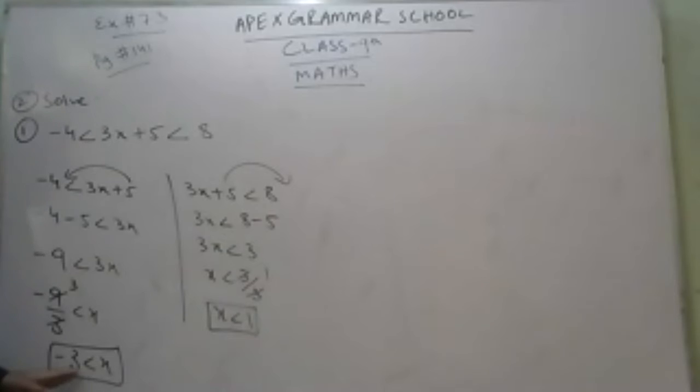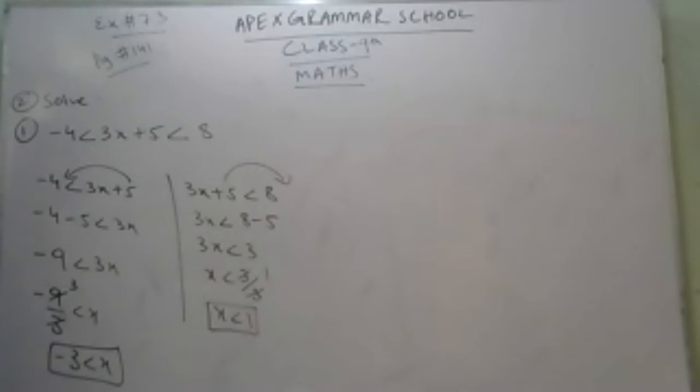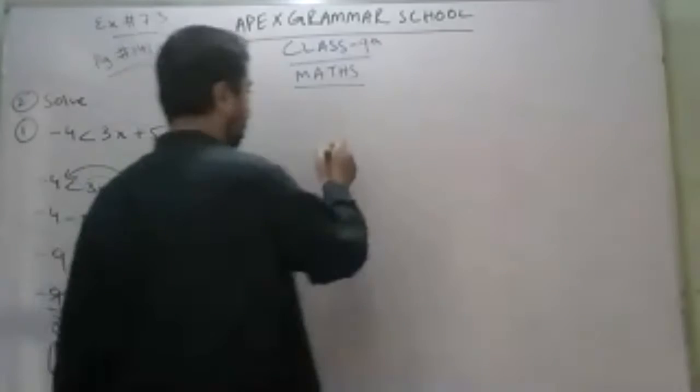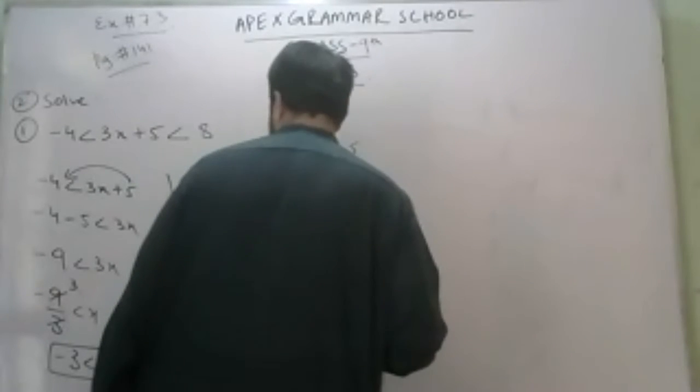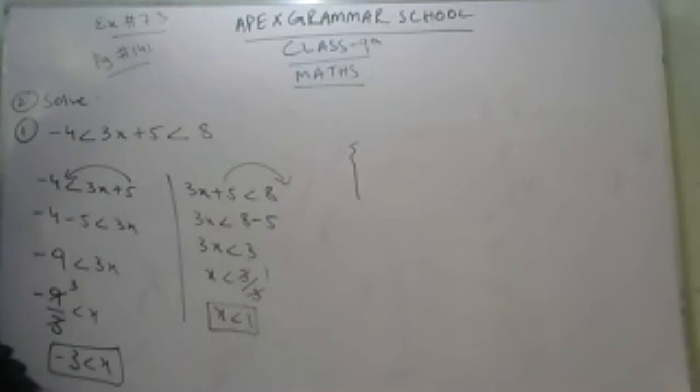Now -3 is less than x, and x is less than 1. You need to make a proper solution set of it. How can you write it? Just see the method. This x is connected with this one, and this x is connected with this -3 also. You need to write either this or this.